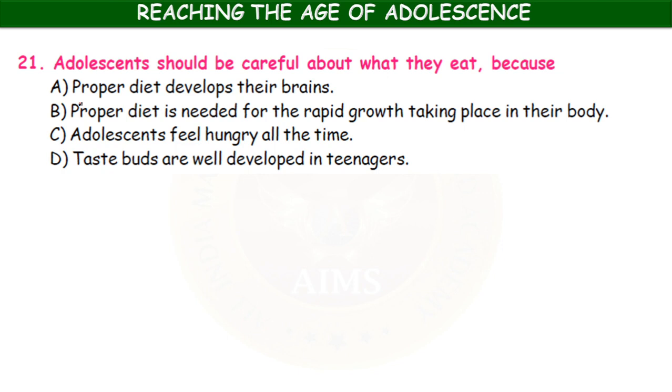Adolescents should be careful about what they eat because proper diet develops their brains; proper diet is needed for the rapid growth taking place in their body; adolescents feel hungry all the time; taste buds are well developed in teenagers. Actually, the second one is correct: proper diet is needed for the rapid growth taking place in their body.